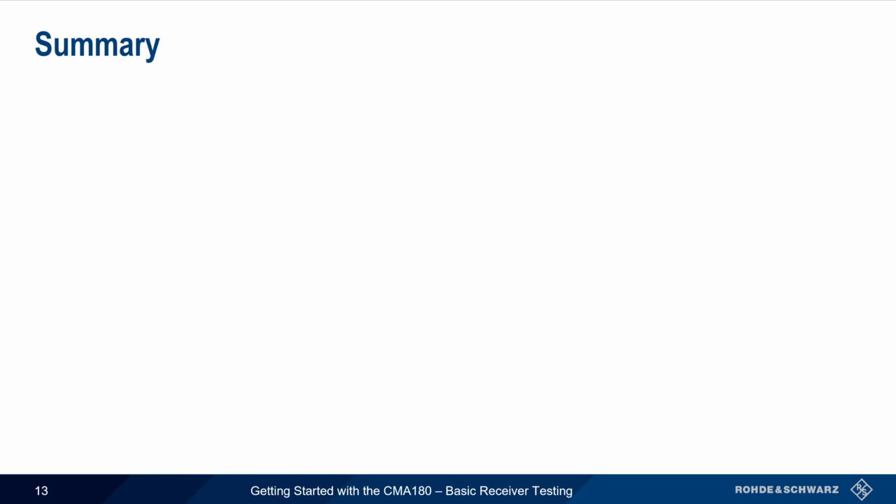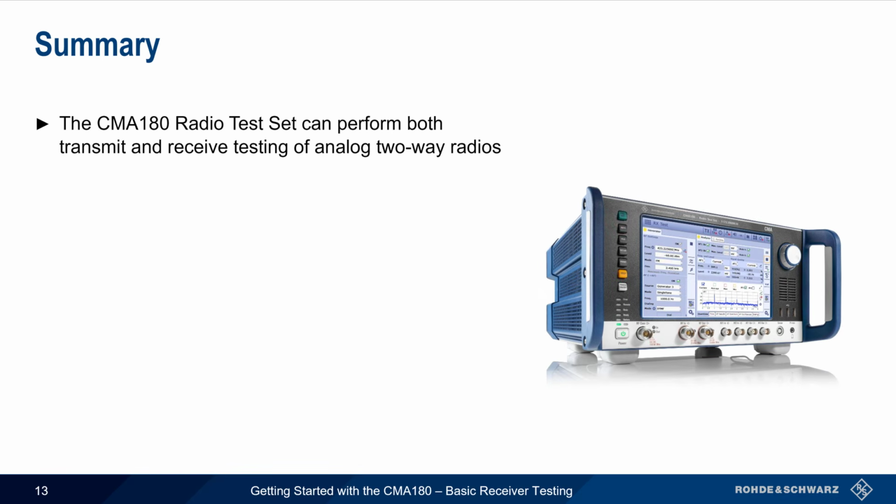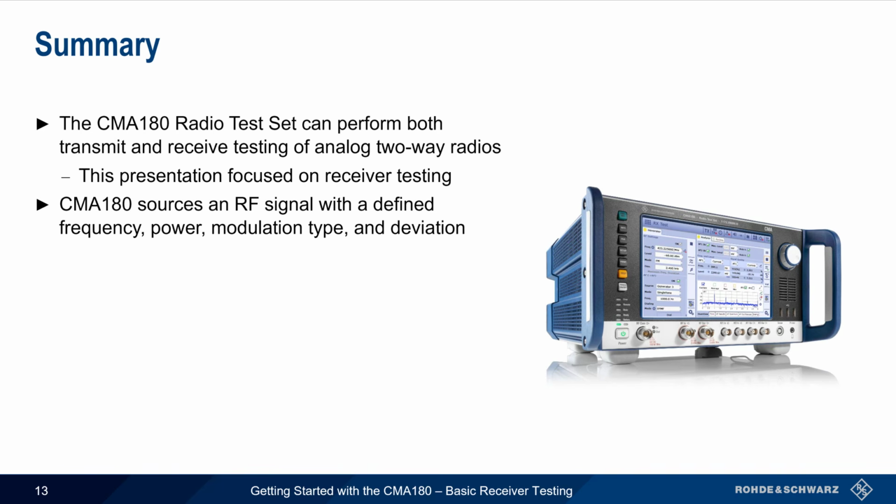Let's end with a brief summary. The Rohde & Schwarz CMA180 radio test set can be used to perform both transmit and receive testing on analog two-way radios. And in this presentation, we've walked through how to test the receiver portion of a radio. For this type of testing, the CMA180 generates or sources an RF signal with a user-defined frequency, power, modulation type, and deviation. This signal is modulated with an audio signal, usually a 1000 Hz tone.